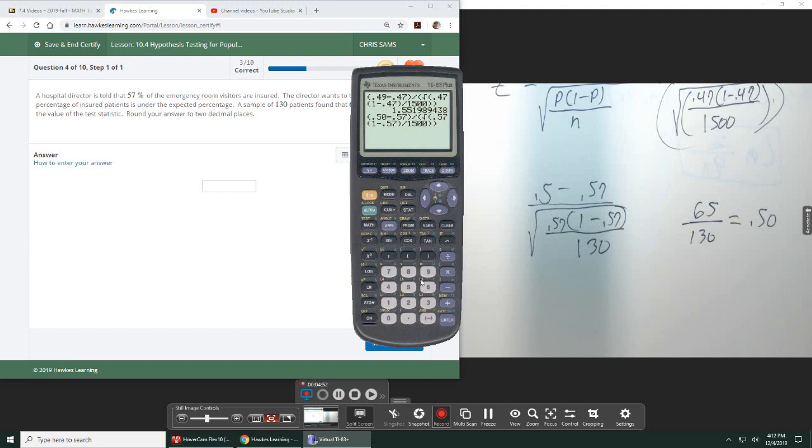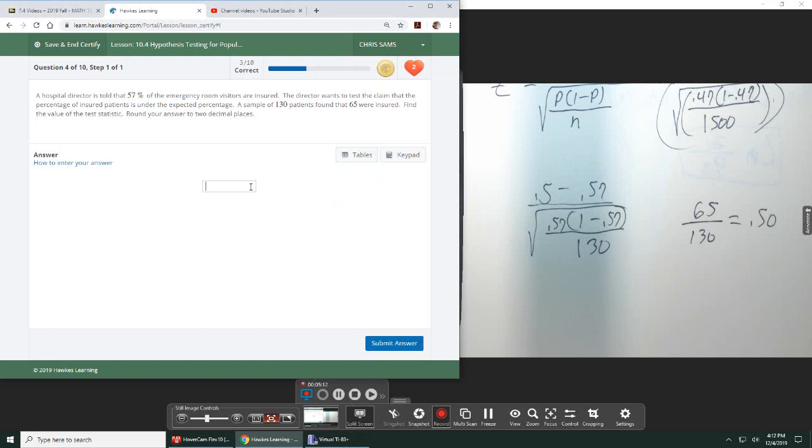I'm going to type a 3 and just delete one of these zeros. Just double checking: 0.5 minus 0.57, divided by the square root of 0.57 times 1 minus that, divided by 130. Okay, should be okay. We get negative 1.61, and that will not round up, so negative 1.61.